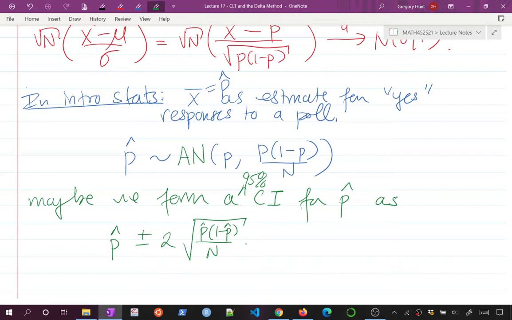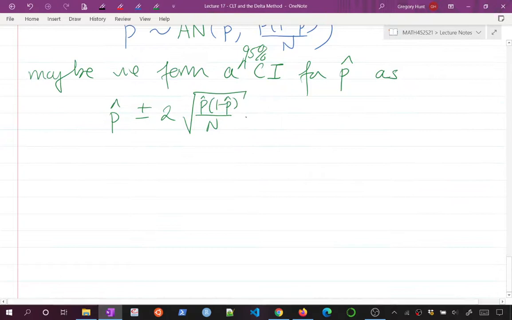We will talk in a couple lectures. We'll start getting into hypothesis testing and confidence intervals, and we will actually revisit this, hopefully, if we have time, and do that whole intro stats thing and prove that this is the best way to do it. Let's look at another example.